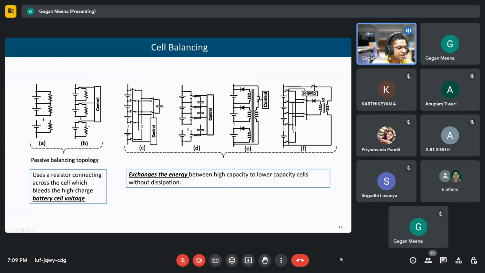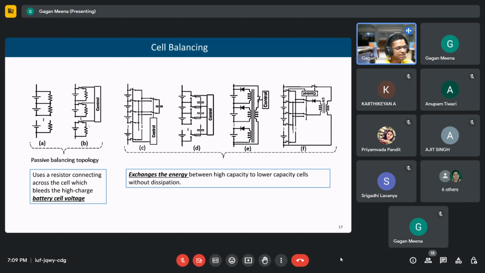So, the second one is the energy balance. In this, the cell which has higher charge, that energy is of no use. It is being wasted. It is simply being dissipated in that resistance. Instead of that, we can use that energy to charge the cell which has lower energy. That happens in active balancing. There is exchange of energy between the higher capacity and lower capacity cells without dissipation.